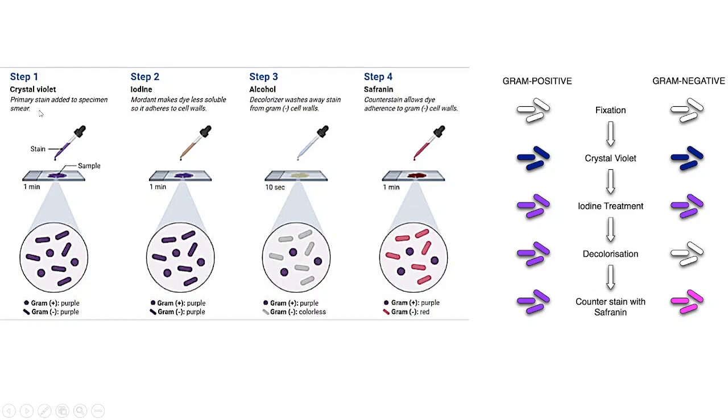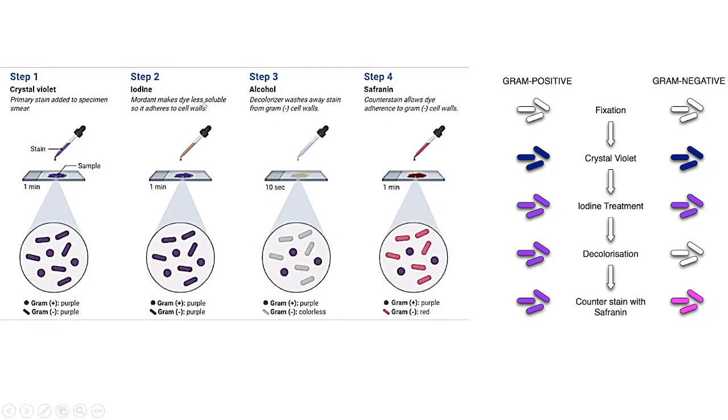What happens is you add a primary stain, which is crystal violet. You add it to the slide. There's a bacterial smear on your slide, and you add this drop of primary stain, crystal violet, to your slide. Both types of bacteria will take up the color of the stain, that is purple.